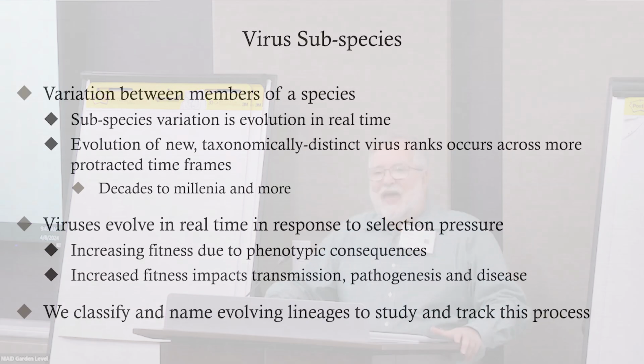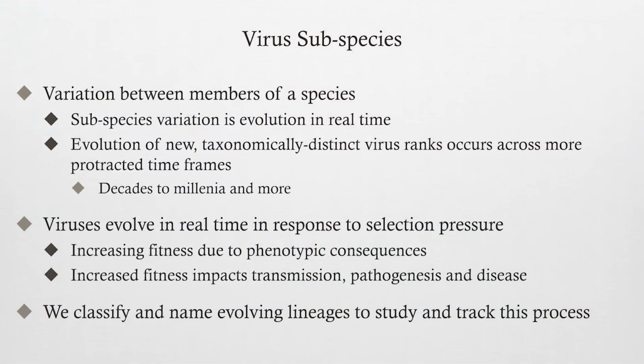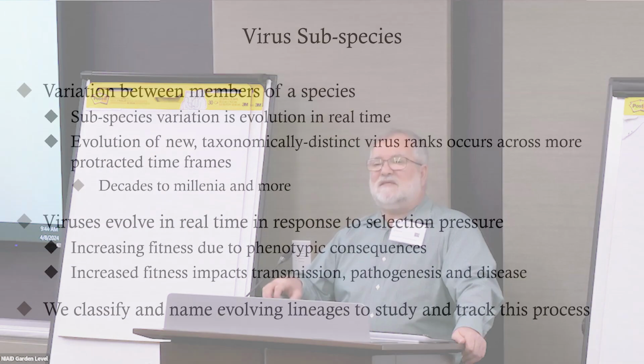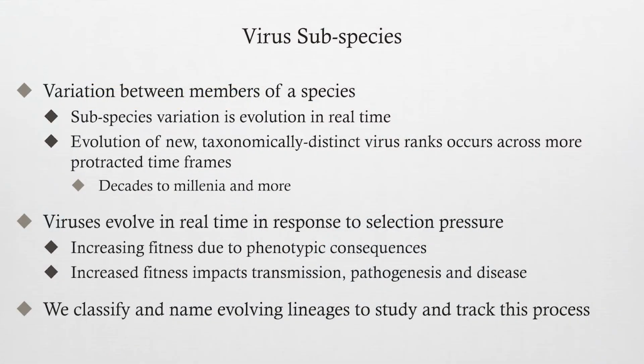Official ICTV ranks, species and up, happen on a more protracted time frame. There are some species that are divided up, if you look at their subspecies classification, like dengue perhaps, or hepatitis C virus, in which that level of evolution may have happened over decades or hundreds or even thousands of years. But generally, we look at species as different viral ranks that are evolving at the decade level, or hundreds of years, or thousands of years.